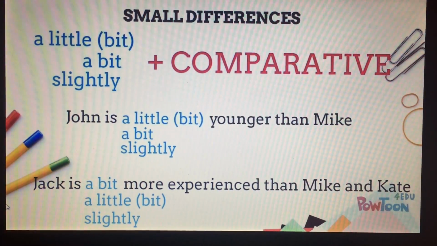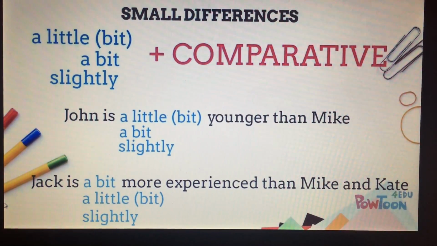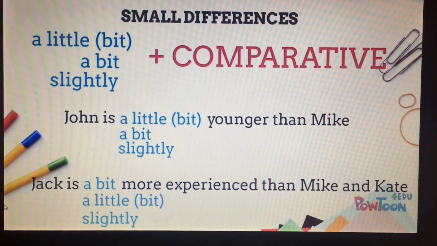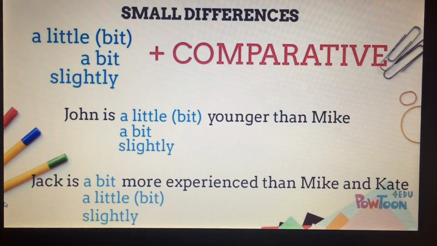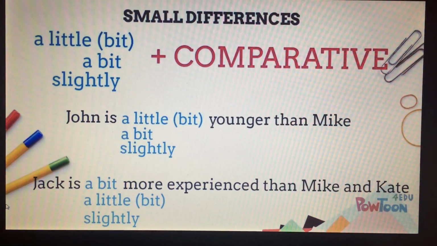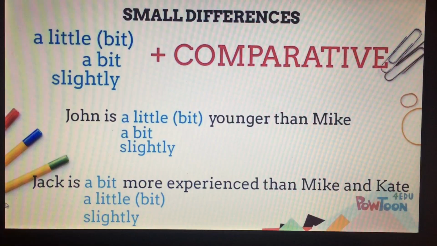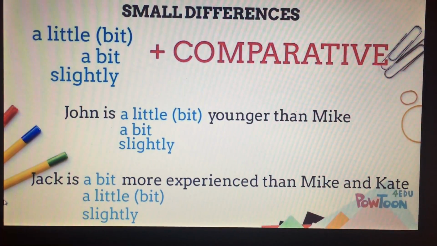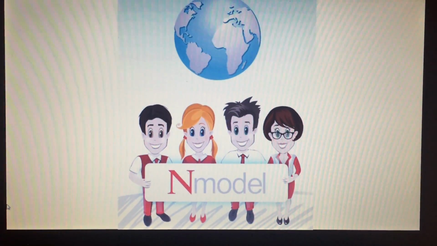And one more example with a long adjective. Jack is a bit more experienced than Mike and Kate. Jack is a little bit more experienced than Mike and Kate. Jack is slightly more experienced than Mike and Kate. This is all.